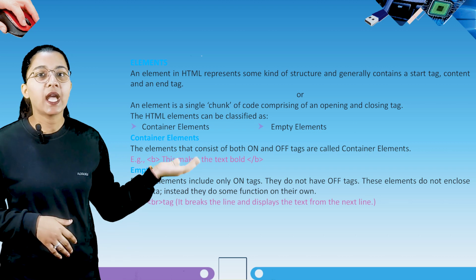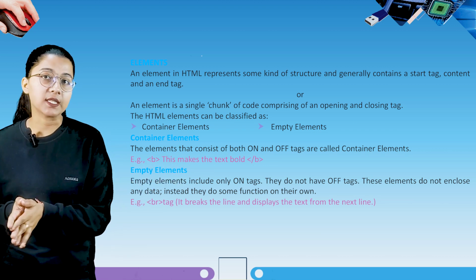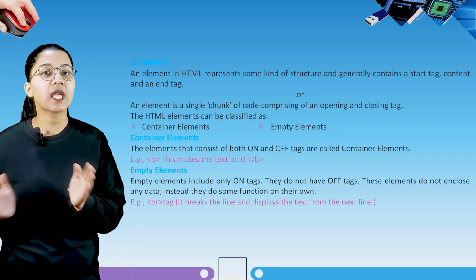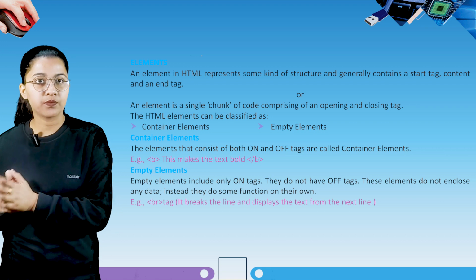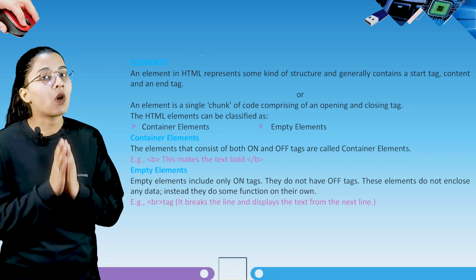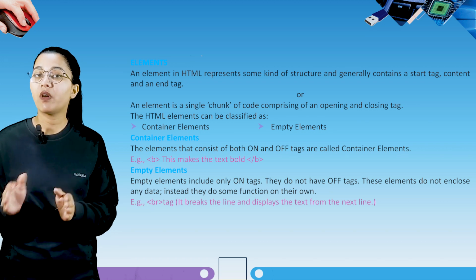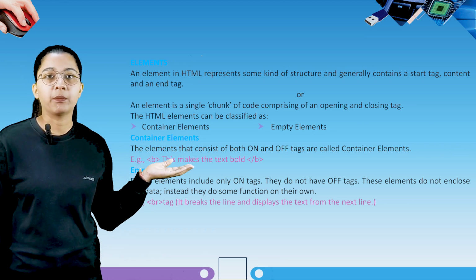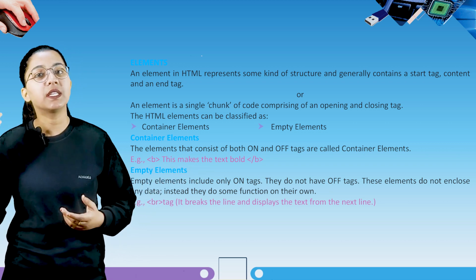empty elements. Empty elements include only on tags, do not have off tags. These elements do not enclose any data, instead they do some function on their own. So जिनके अंदर सिर्फ ऑन टैग्स होते हैं उन्हें कहते हैं एम्प्टी एलिमेंट्स. सो एम्प्टी एलिमेंट्स के अंदर ऑफ टैग्स नहीं होते. फॉर एग्जाम्पल, this breaks the line and displays the text from the next line.